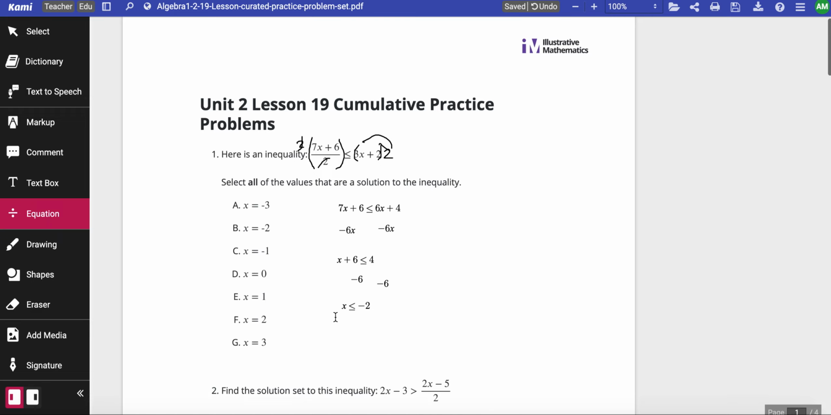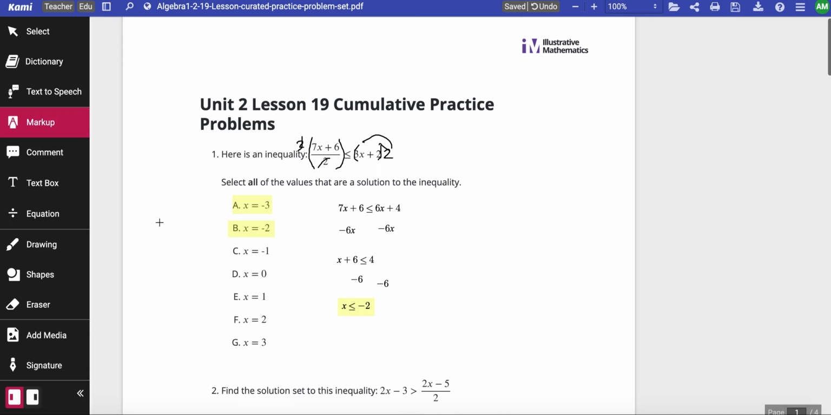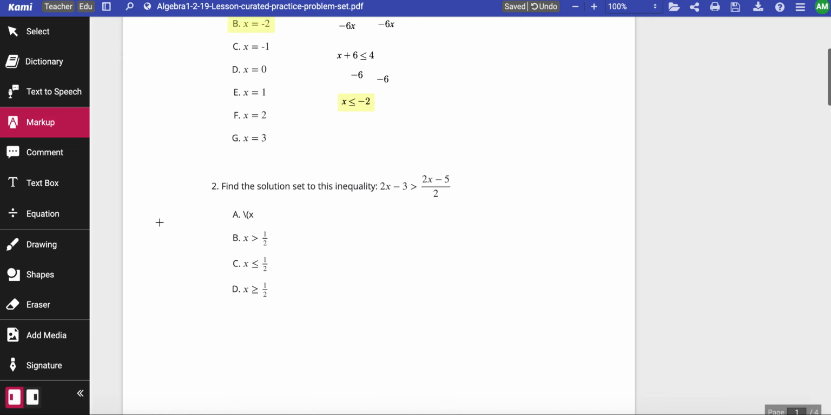So you look at which ones would make this true. So you're looking for which values of x are less than or equal to -2. So right here, A, -3 is less than or equal to -2, and B is too. So -2 is less than or equal to -2. None of the others work, it's just A and B there. All right, look at number 2.